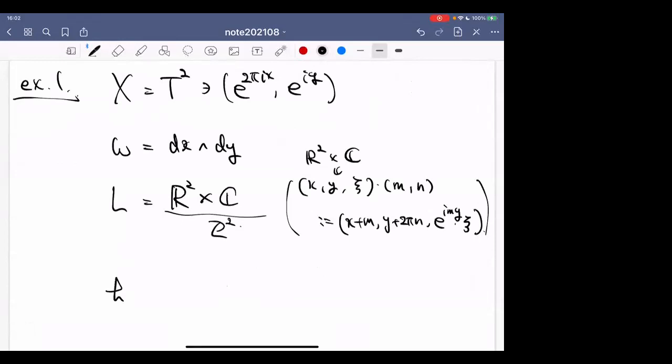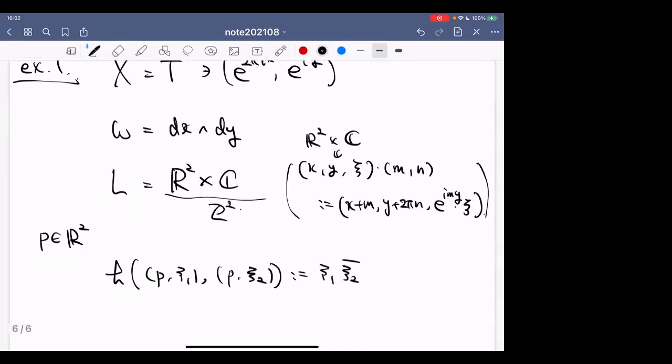Next, I define the Hermitian metric on L. This is standard. Let p be in R^2 or R. Then the Hermitian metric is given by xi1 times xi2 bar. Then this Hermitian metric descends to L.